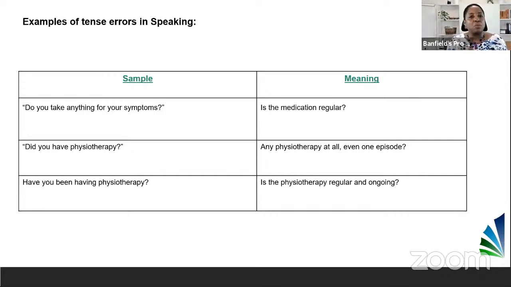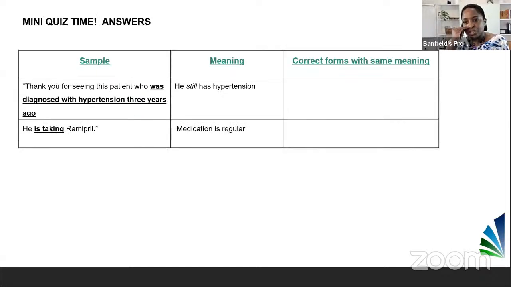Now, I know it is a small thing in the big communication, but remember, the small things add up, okay? And especially if you want to get accurate information from your patients, you have to be accurate in your language and very precise, okay? Okay, so here's a little mini quiz that you can maybe try on your own.